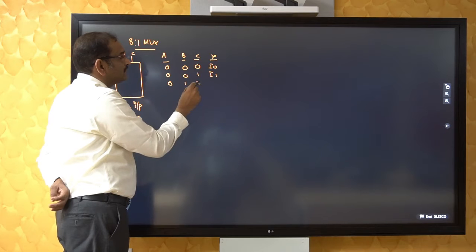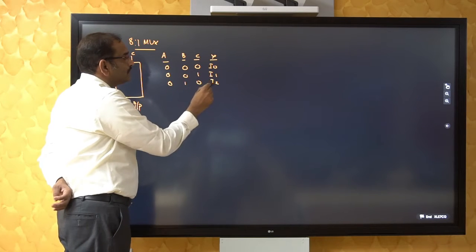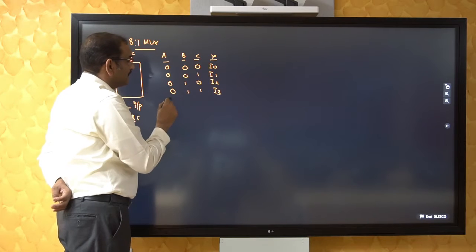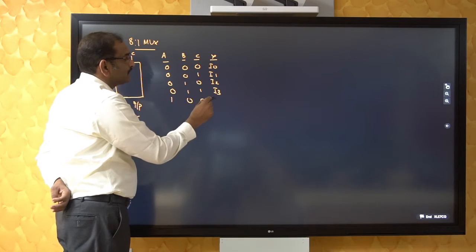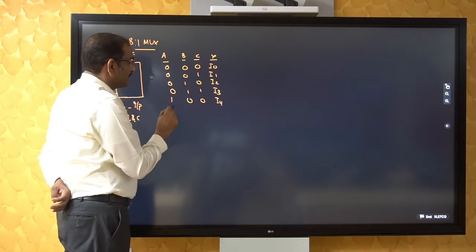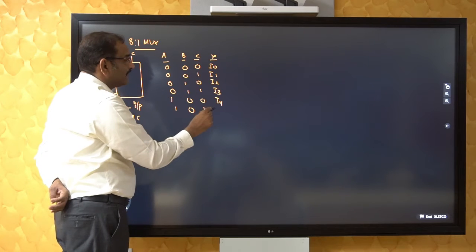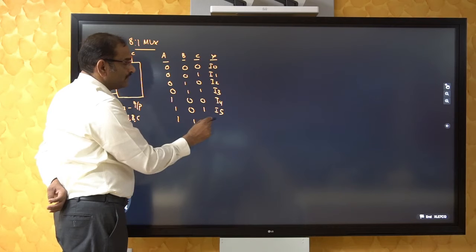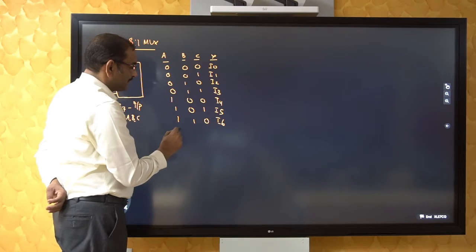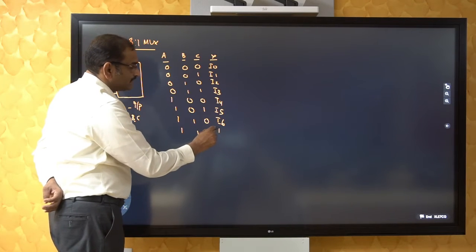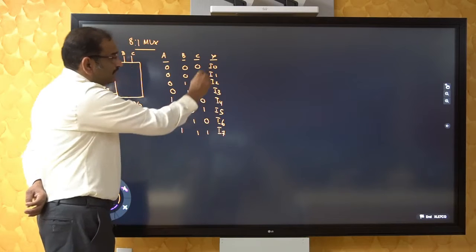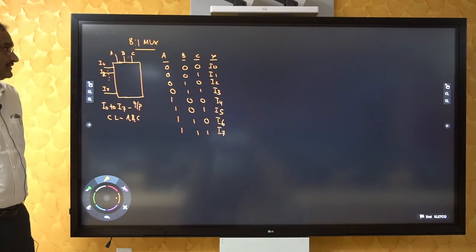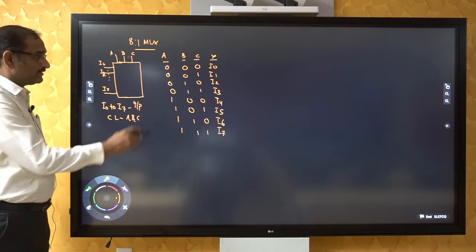0, 1, 0, I2, 0, 1, 1, I3, 1, 0, 0, I4, 1, 0, 1, I5, 1, 1, 0, I6, 1, 1, 1, I7. So we have seen all the input lines and all combinations of select lines we have seen. So you would be able to write an equation for this.